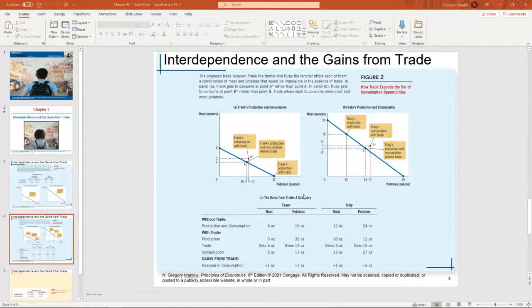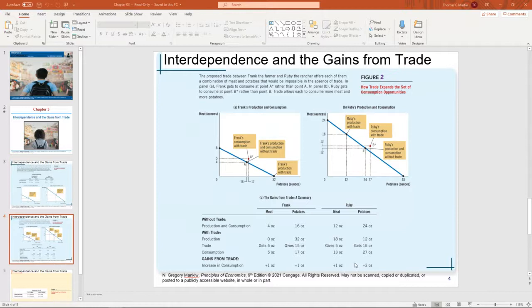So let's look at what they can do. Without trade, we can see the production levels. With trade, if Frank produced no meat, 32 ounces of potatoes, and Ruby produced 18 ounces of meat and 12 ounces of potatoes, and then they trade 5 ounces, well, Frank would get 5 ounces and gives away 15 ounces. Ruby would give away 5 ounces of meat and receive 15 ounces of potatoes. In both cases, both Frank and Ruby are better off with trade.